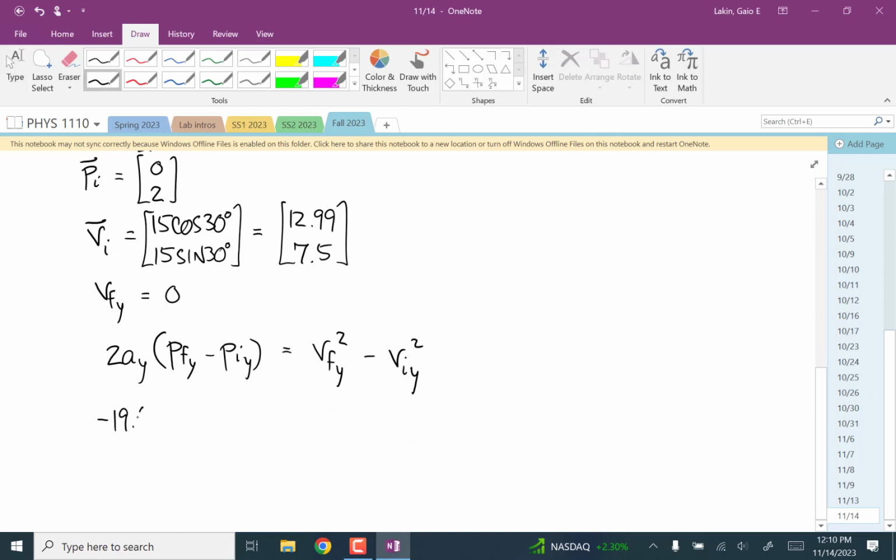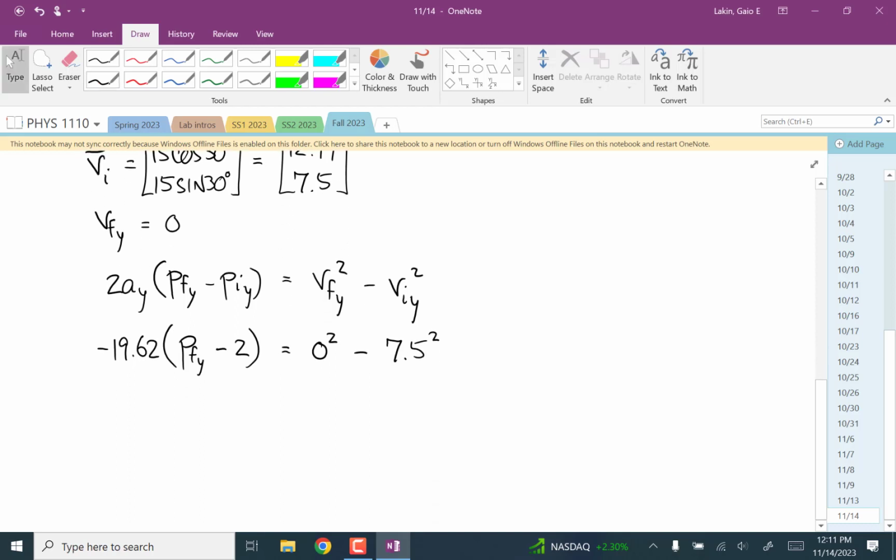So we have negative 19.62 times the quantity PFY minus 2 is equal to 0 squared minus 7.5 squared. Divide both sides by 19.62, add 2 to both sides, and you get PFY is equal to about 4.87 meters.